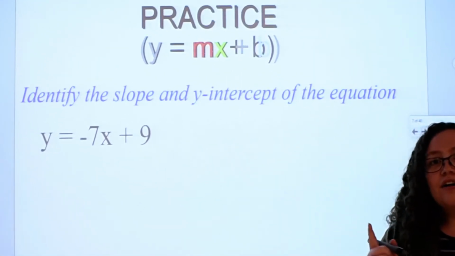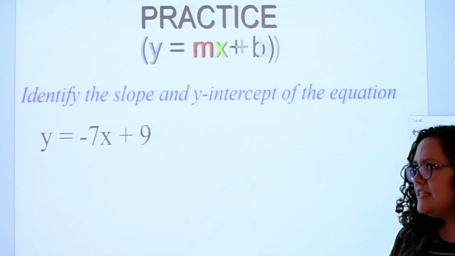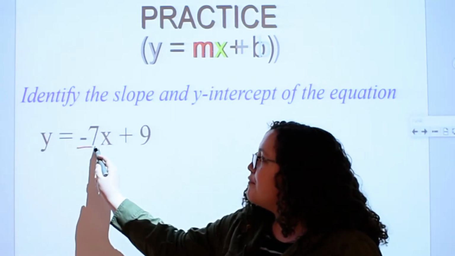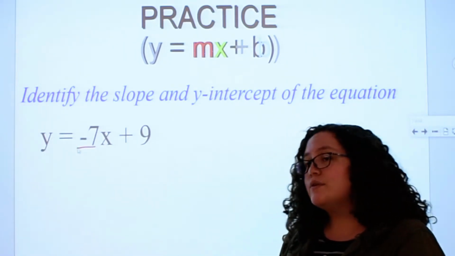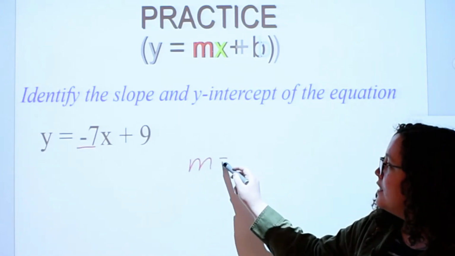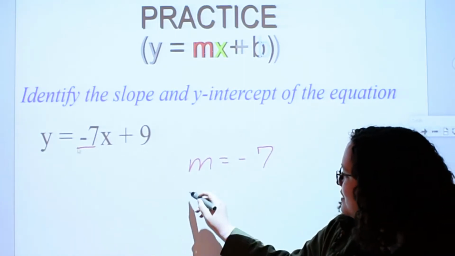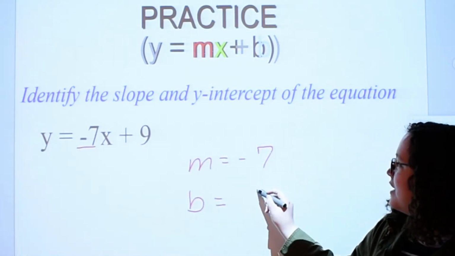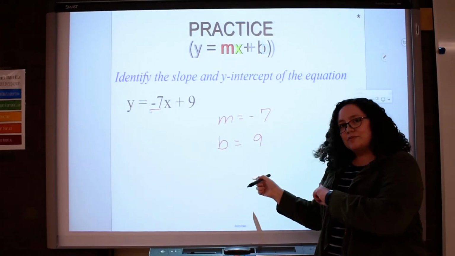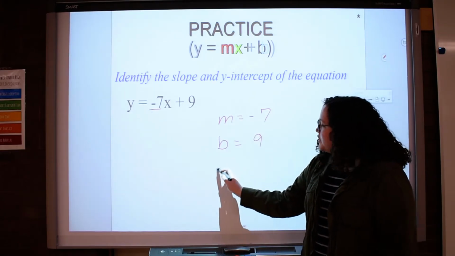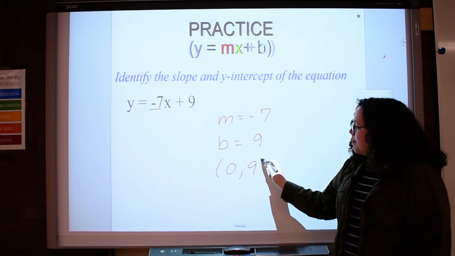For this one, our slope here, the only difference is that now we have this negative up front. And again, we cannot leave those signs behind. So m equals a -7 this time. B equals, terrible writing, B equals a +9. Notice we don't have to put the plus sign, but we know it's there, which is the point 0, comma, +9.